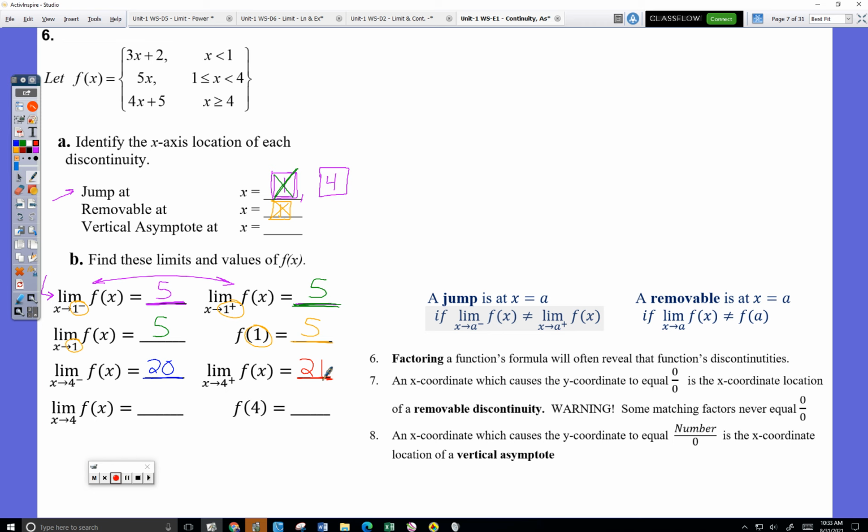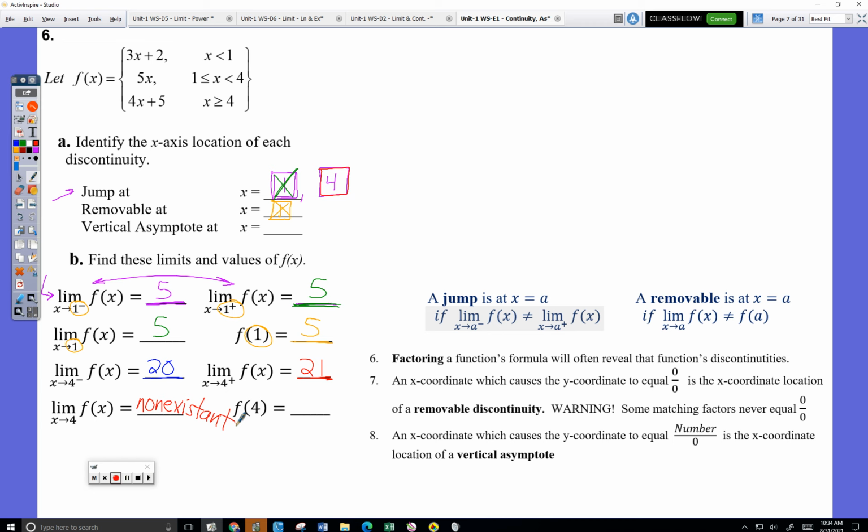Hands up, what do we now know? Katie. Nicely done. We found a jump at 4. The overall limit is non-existent. Undefined, to me, is kind of the same thing, but they'll use this word. One second, Taryn. All eyes, look.